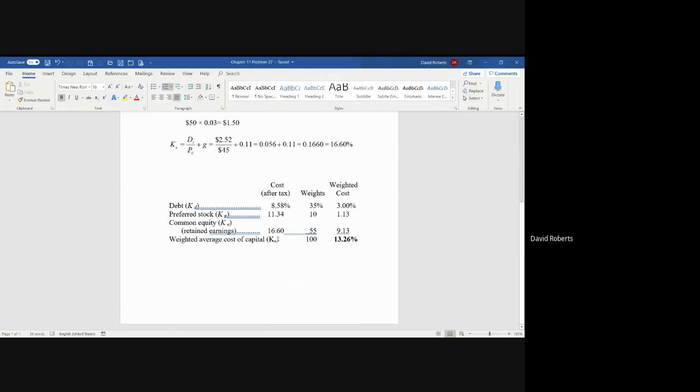You take the after-tax costs of KD, KP, and KE, and you multiply them by the weights to get the weighted cost, and you simply total it up. That is now the discount rate the corporation will use when they are calculating their projects or the present value of their future cash flows. Again, this is based on an average level of risk.